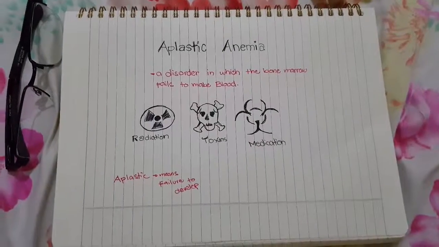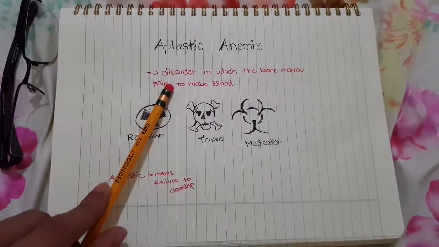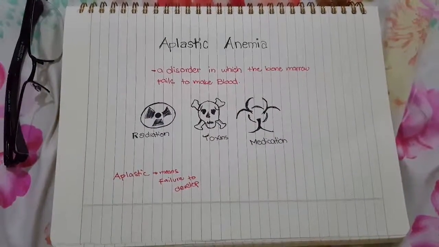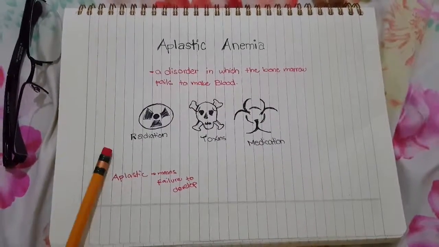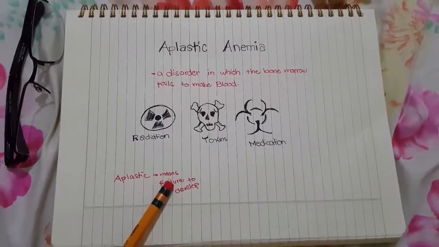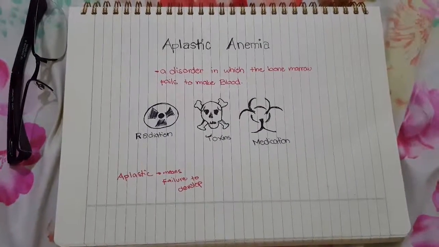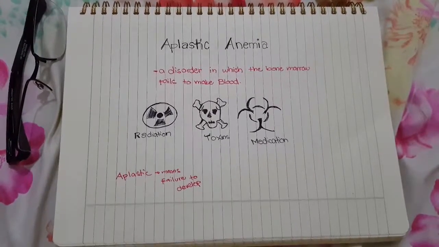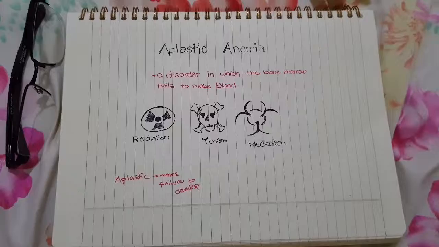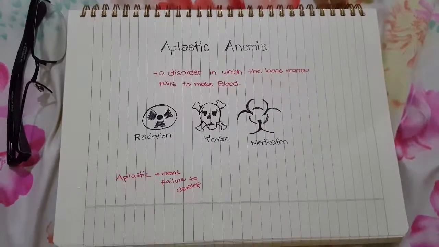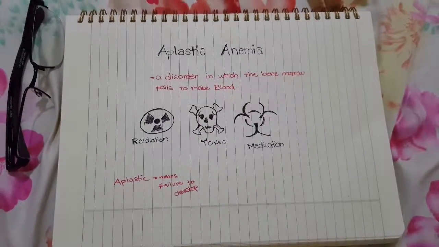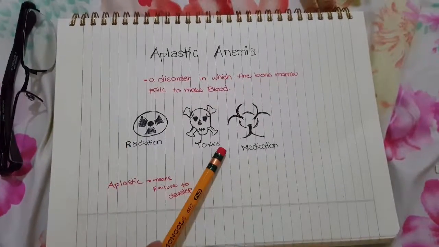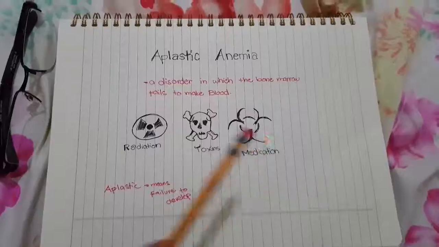Aplastic anemia. Aplastic anemia is defined as a disorder in which the bone marrow fails to make blood. Take note that aplastic comes from the word meaning failure to develop. Therefore, it is an anemia due to a failure of blood cells to develop. Aplastic anemia is a serious condition that can develop at any age. Causes might be unknown or could result from radiation or chemotherapy treatment, or exposure to toxins and medications.